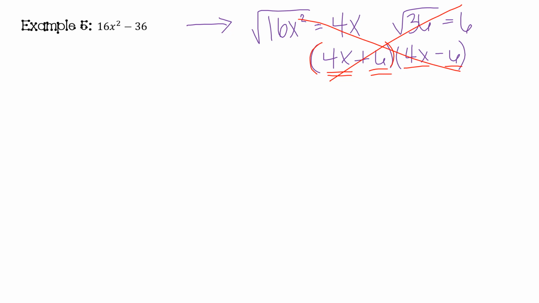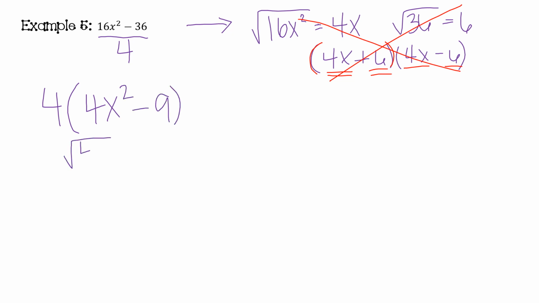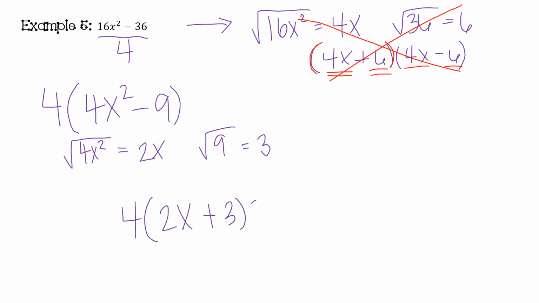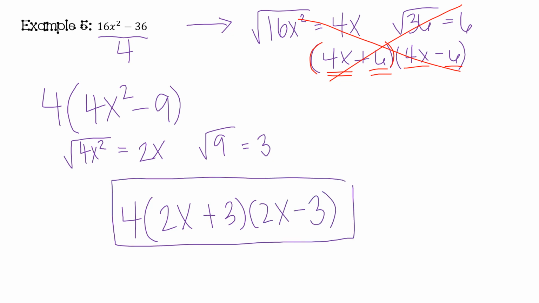So we can come back to the beginning. 36 and 16 are both divisible by 4. So I can factor a 4 out of the expression, and I would be left with 4x squared minus 9. Which is still a difference of 2 squares because the square root of 4x squared is 2x. 2x times 2x would give me 4x squared, and the square root of 9 is 3. So this would be 4 times 2x plus 3 times 2x minus 3. And this would be the correct factored form.